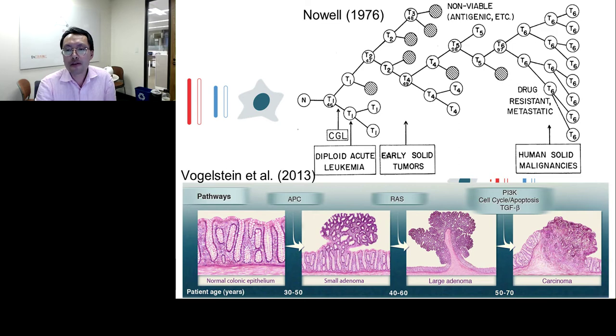This was the first model of tumorigenesis proposed by Peter Nowell in 1976, originally proposed for the development of leukemia. Since then, it has been adopted in many other contexts, and is perhaps best known in the context of the development of colorectal cancer, known as the Vogelgram, where the different phenotypes and genetic alterations are associated with colorectal cancer at different stages from early to late.